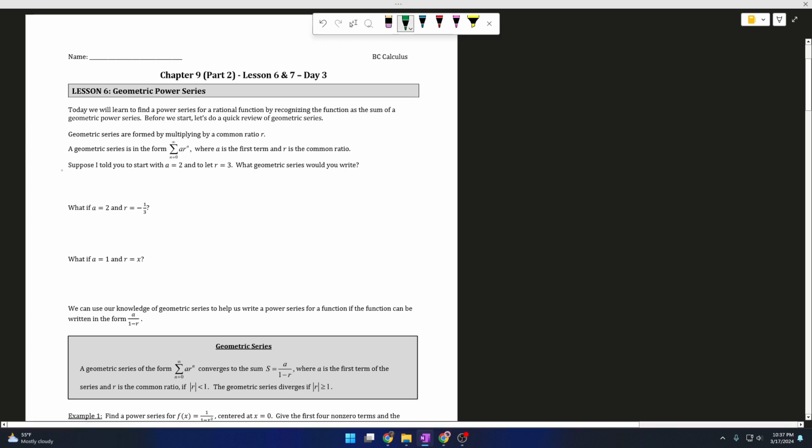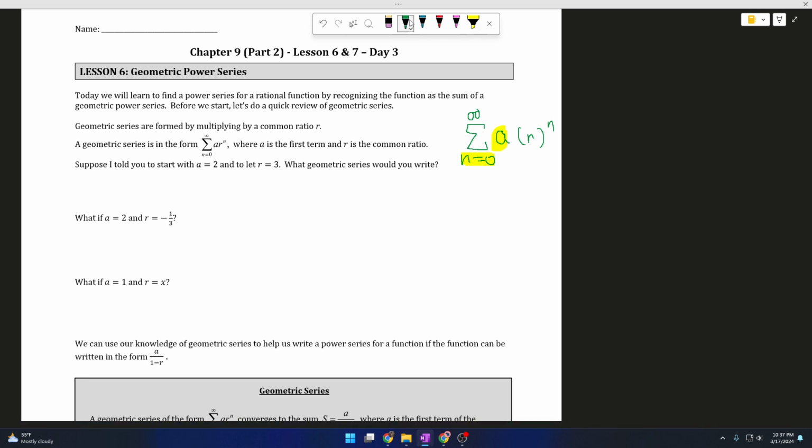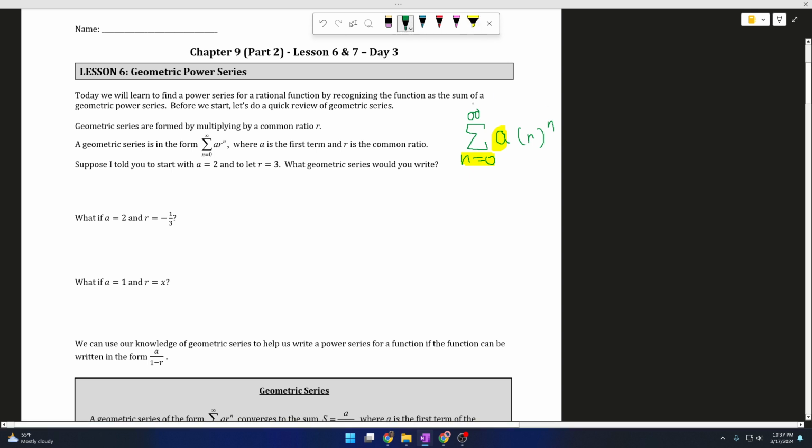Alright, so first off, let's just review some geometric power series. Here's basically how it looks. It's often represented as a sigma of a r to the n. A just kind of represents a constant. In the event that n is 0, this constant is the first term in the sequence. Note that if n is not 0, then the first term is not just a.